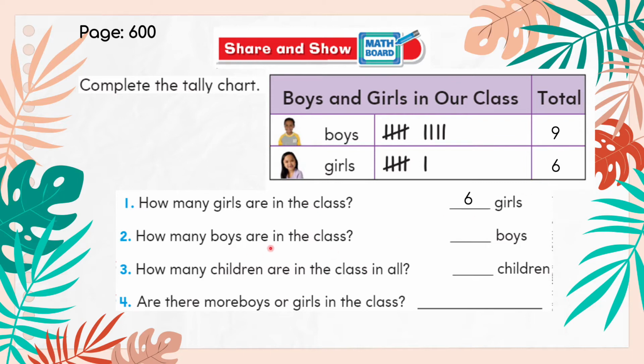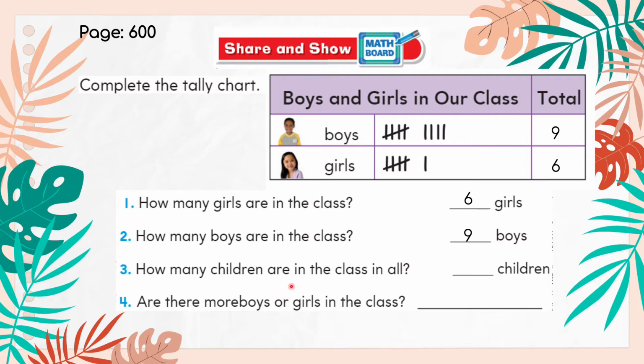Now, how many boys are in the class? Where does it show boys? Is this boys? I see girls here. Does it show boys? Yes, I see boys here. So I'm going to go towards the right side, starting from the left until I reach the column which says total, and I see number 9 here. It means there are 9 boys.